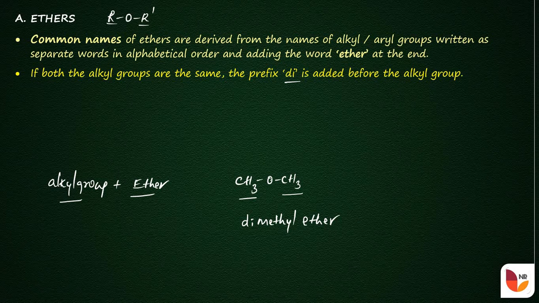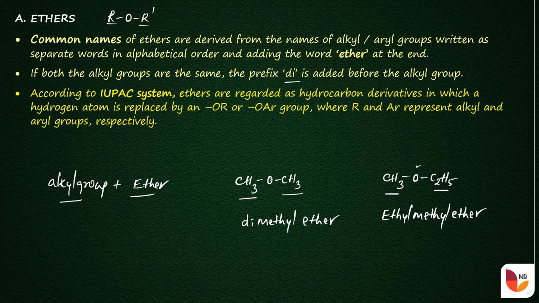And if it contains two different alkyl groups, so let us take CH3OC2H5. In this case, the alkyl groups are written according to alphabetical order, that is it is methyl and it is ethyl. So according to alphabetical order, E comes first, so it is to be written as ethyl, and it is methyl, and then O is to be represented as ether. So ethyl methyl ether.